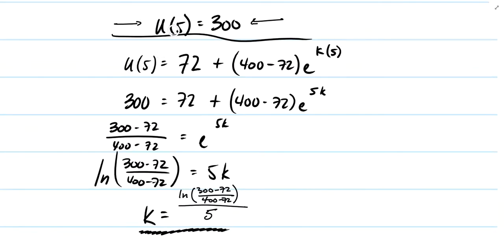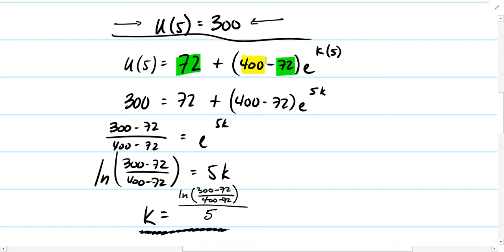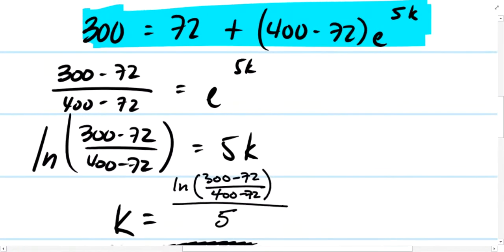So I noted that U5 is equal to 300, so U of 5 is 300. I've made that replacement in the second line. But in the first line, I've replaced capital T with 72 here and here. I replaced U0 with 400 because that was our starting temperature. And I replaced lowercase t with 5 because that's the amount of time that's passed. And after I make my second substitution, the 300 degree number representing U5, in this line down below, now I'm set up to solve for the unknown variable K.